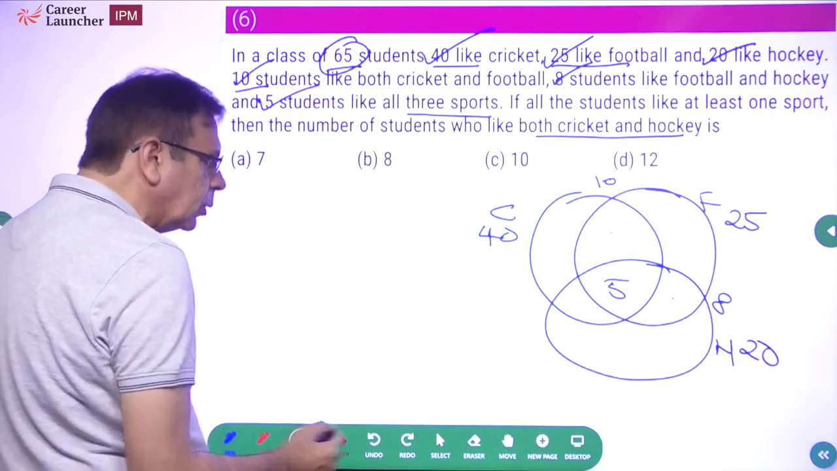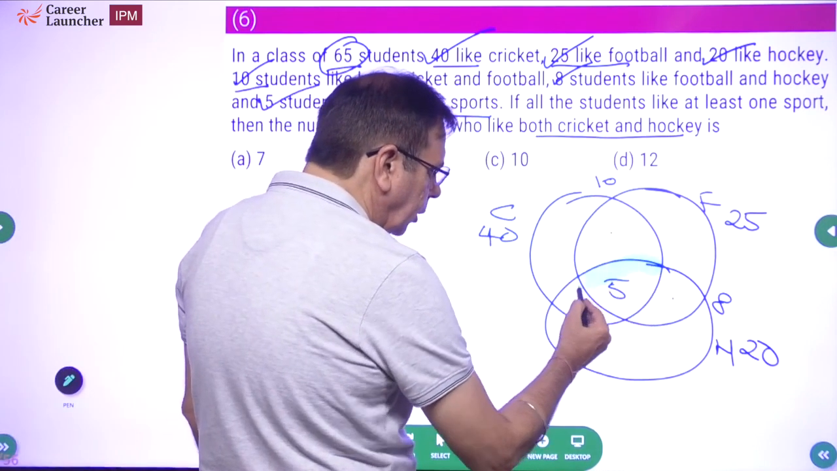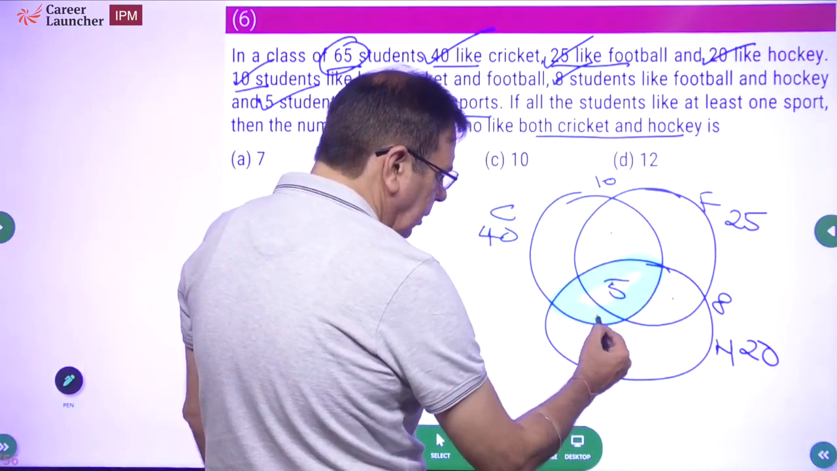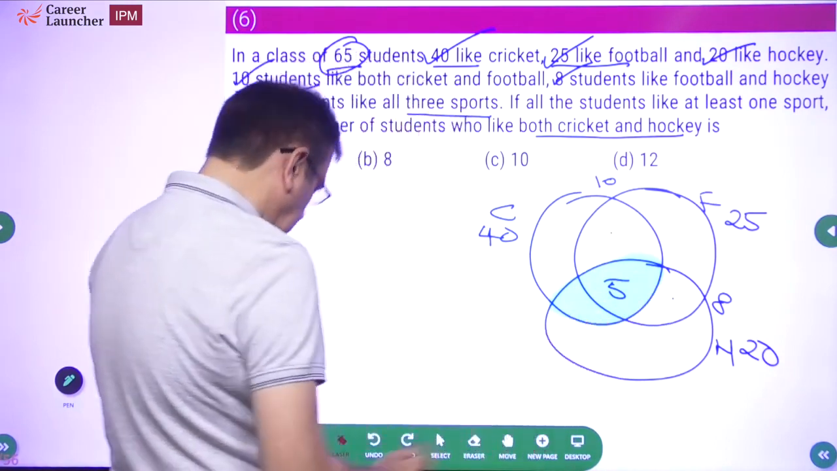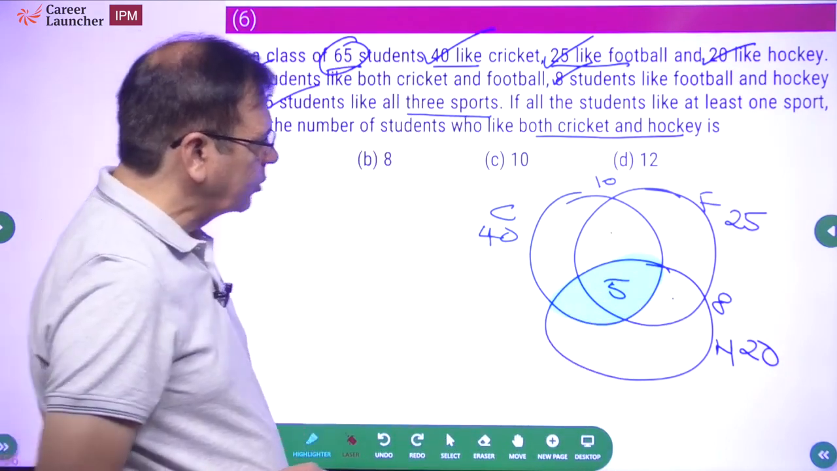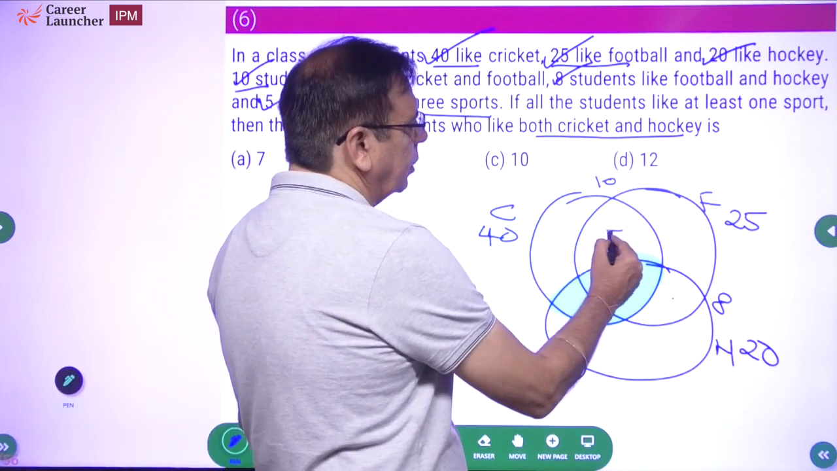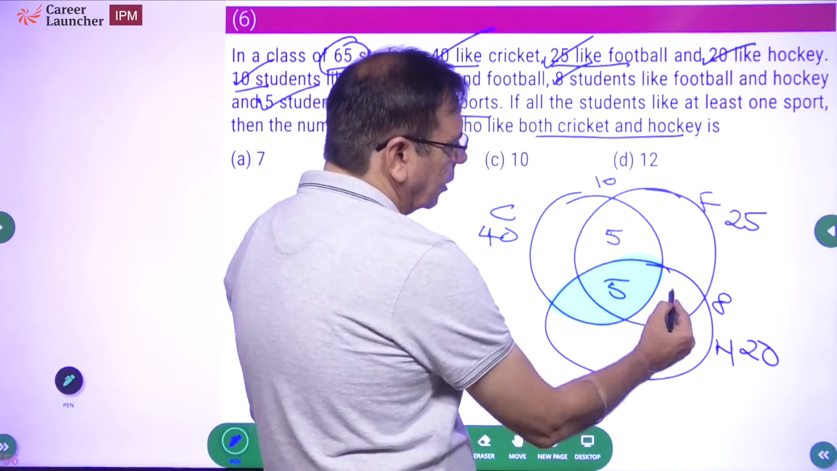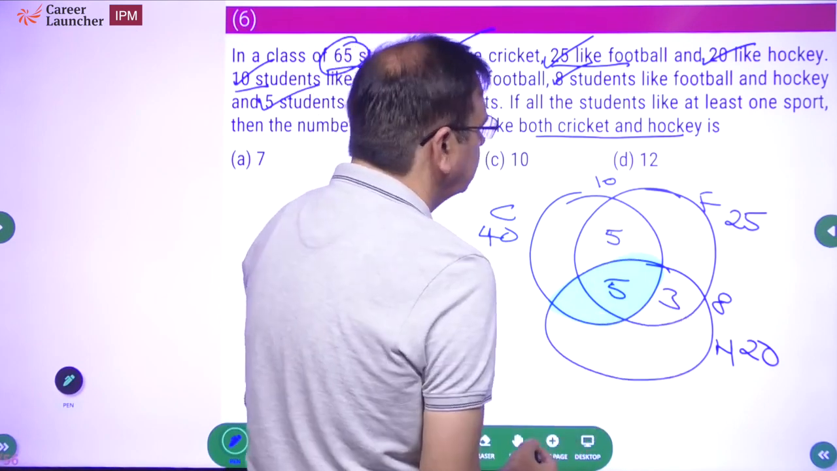We want the number of students who like both cricket and hockey. We are talking about this particular region, right? Okay, great. So let's solve it. This is 5, so this should also be 5. 8 minus 5, 3.